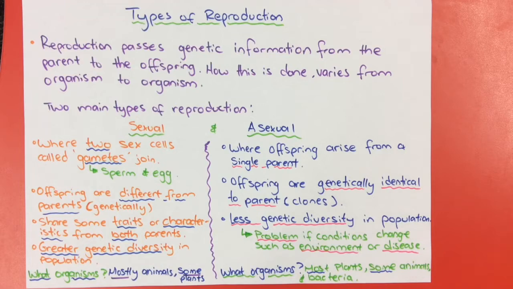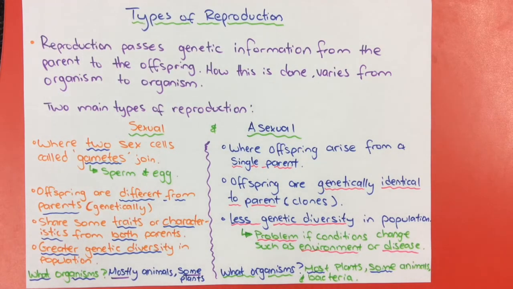Sexual reproduction is where two sex cells called gametes join. For a human, that would be a male sperm and a female egg, which would join together to produce an offspring. How that happens varies from organism to organism, and how long that process of the formation of a new offspring takes changes per organism as well. Offspring that are produced from sexual reproduction are quite different from their parents genetically, so they're not identical.